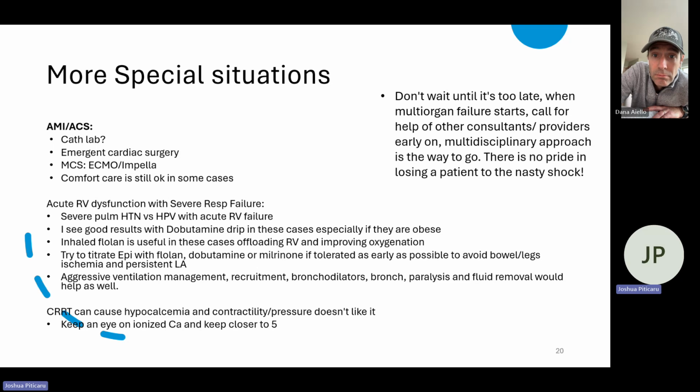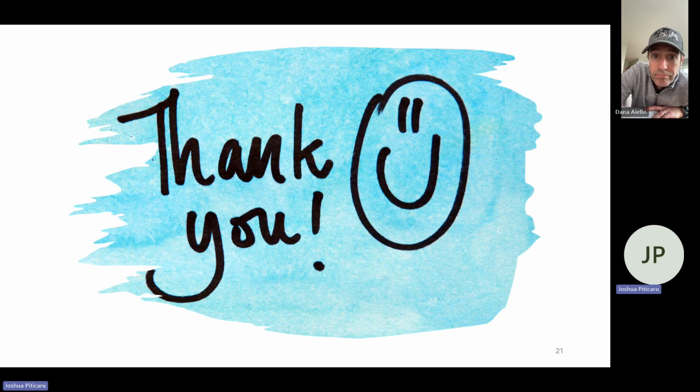When multi-organ failure starts, call for help, call other providers early on. A multidisciplinary approach is the way to go. There is no pride in losing a patient to the nasty shock, right? And that's it. Thank you, guys.